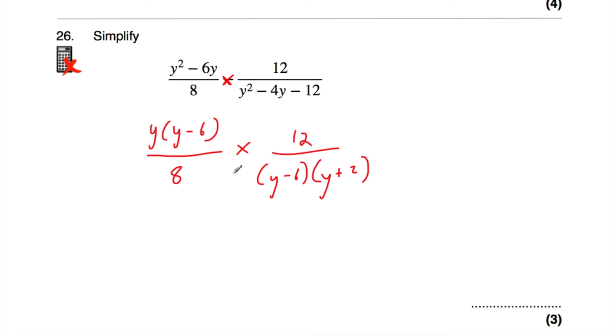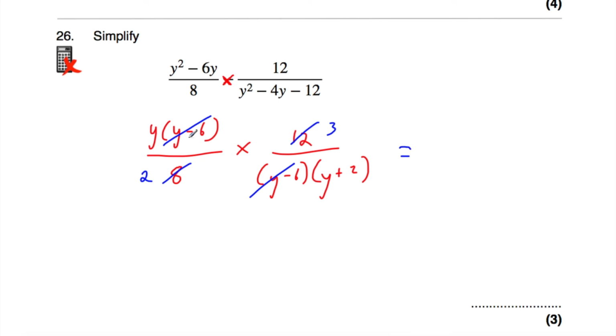So let's see if we can cancel down before we multiply. I'm actually going to change color of ink here. I'm going to divide this numerator and this denominator by y minus 6. That would leave us with a y in this numerator and a y plus 2 in this denominator. And now we've got 12 and 8. They're both divisible by 4. So let's divide both of these by 4. If we divide 8 by 4, we get 2, and if we divide 12 by 4, we get 3. So that's fantastic. We've cancelled down.